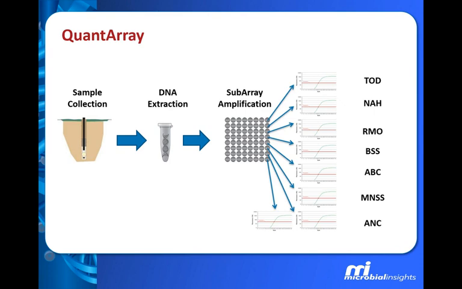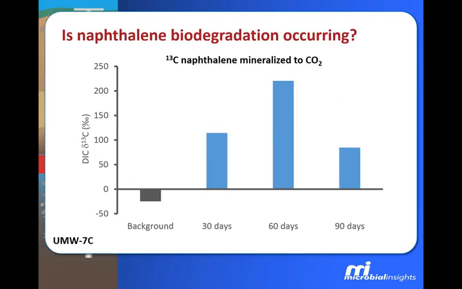If you're not familiar with the quantarray, it's simply a method, and you can get more information about this from MI's website, of doing multiple qPCR analyses simultaneously. In this particular case, looking at many different catabolic genes for aerobic and anaerobic degradation of hydrocarbons, including naphthalenes. So just to show you some results, what was done at this site was biotraps were deployed that had been loaded with C13 labeled naphthalene.